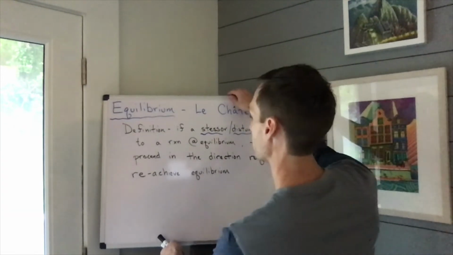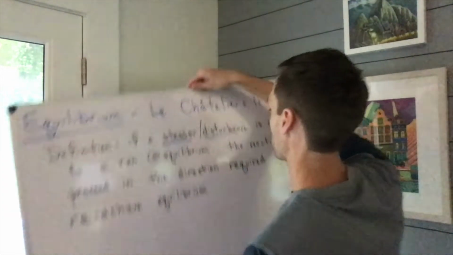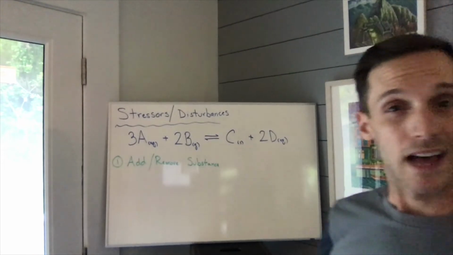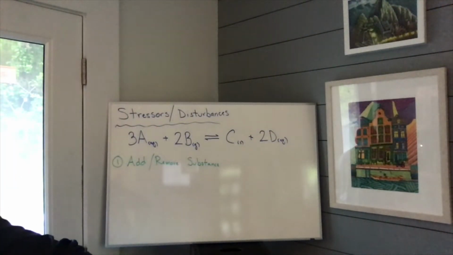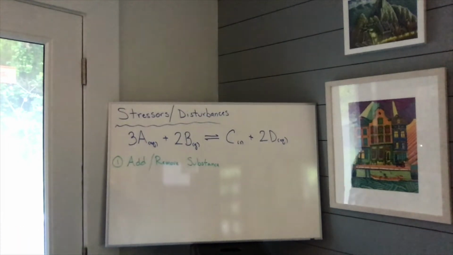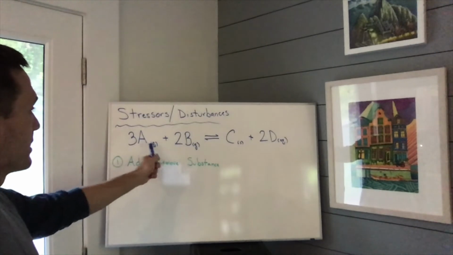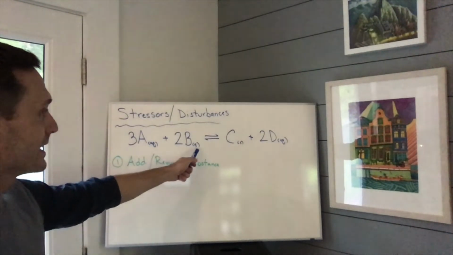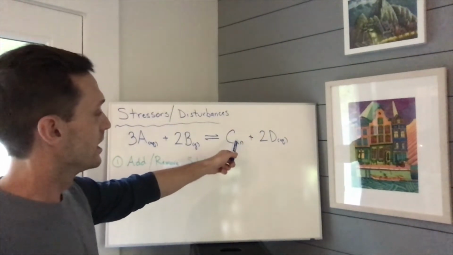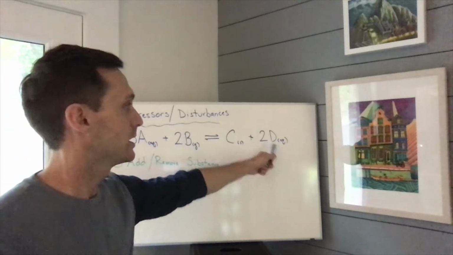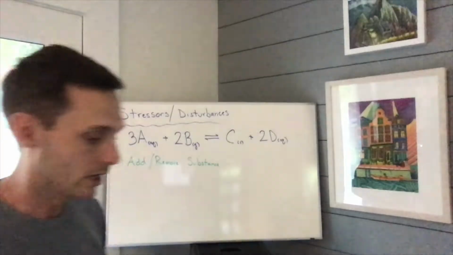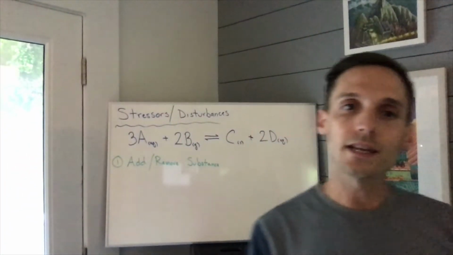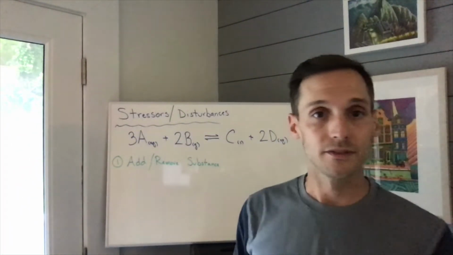Now what I'm going to do is use the generic reaction that we were using in the last video. Hopefully you guys are familiar enough with that I can use it for these examples. So it's 3A, that's aqueous, plus 2B, that's a gas, is in equilibrium with C, that is a solid, plus 2D, that is aqueous. Okay, so this was our generic equation that we first wrote the KEQ equation for back in the last video.